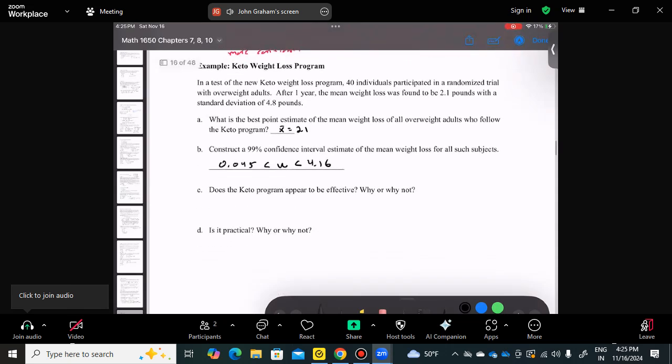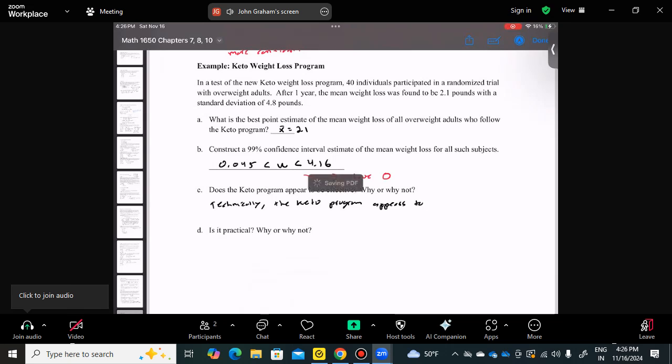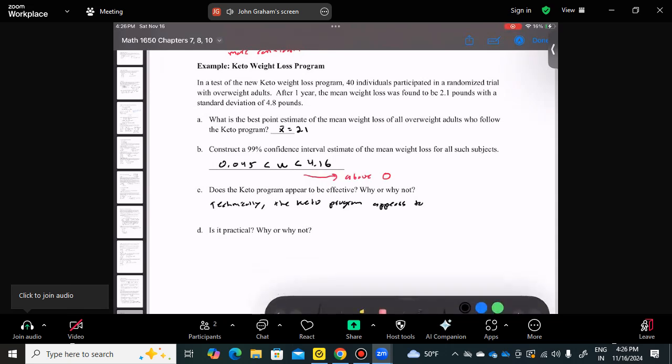Right. Does the keto program appear to be effective and why? Okay, so we're going to look at this statistically. Statistically, this confidence interval is above 0. Not by much, but is above 0. So technically, the keto program appears to lead to some weight loss.